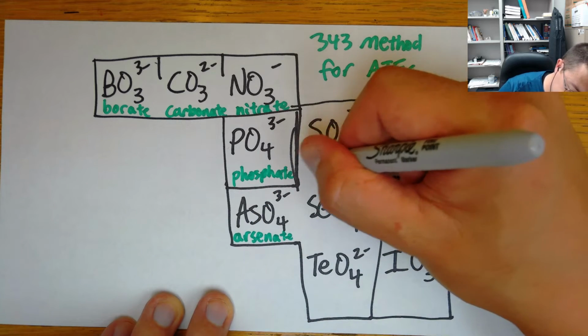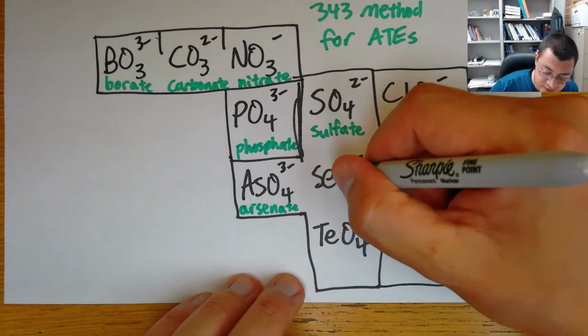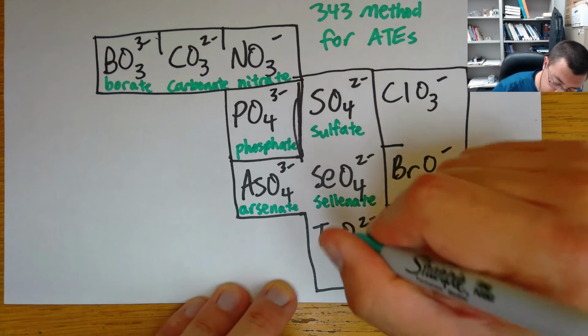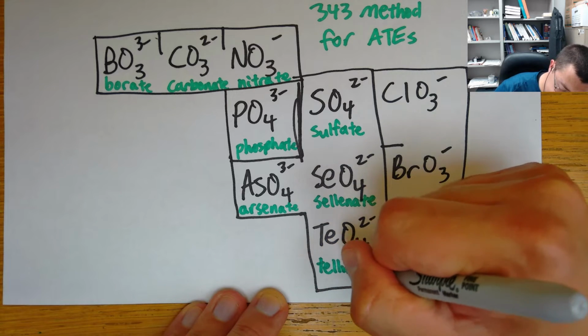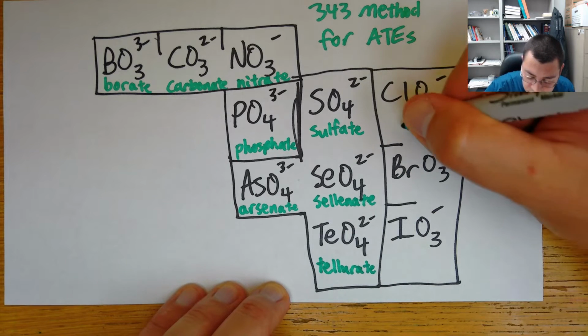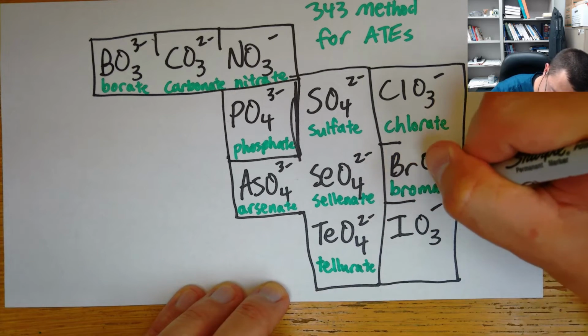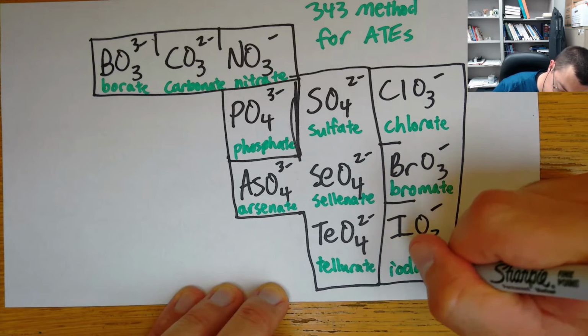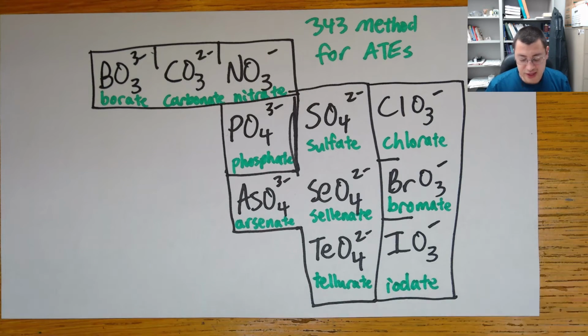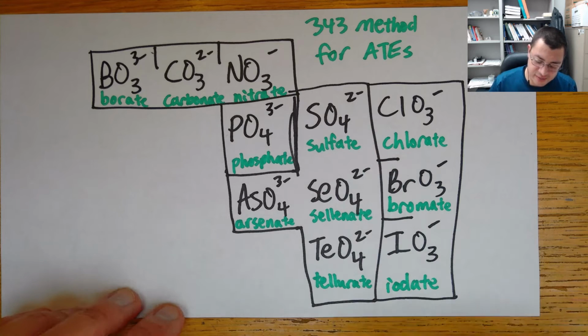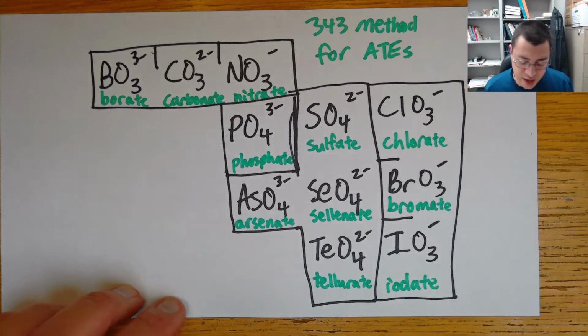Sulfur becomes sulfate. I know some people want to say sulfurate. Selenate, selenium becomes selenate. Tellurium becomes tellurate. Chlorine, chlorate. Bromine, bromate. Iodine, iodate. All right, and just like that, you can bash out a lot of your polyatomic ions. And again, if you know the -ates, you'll automatically know the -ites for the ones that have -ites. Like nitrate has a nitrite, sulfate has a sulfite, chlorate, bromate, iodate have -ite versions as well.